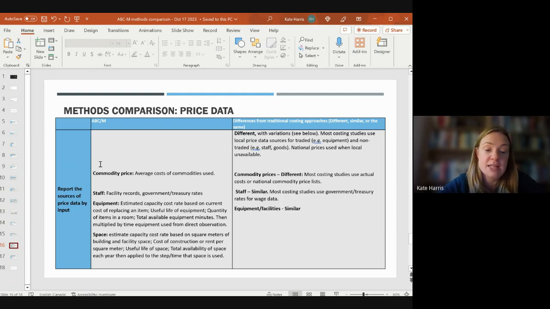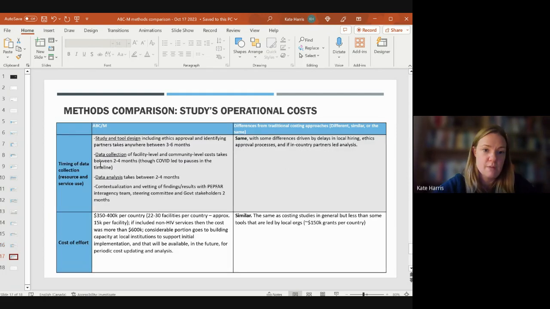On price input data on staff, again, another big cost driver. In activity-based costing, this comes from facility records and some government treasury rates, whereas in a lot of other costing studies, sometimes government treasury wage rates are used and not specific observation, depending on data access issues. So it's something to ask about. On equipment, this is used with capacity cost rates of replacing the item, and on space, it's the cost of construction and useful life of a space. So somewhat similar, and these aren't the biggest cost categories, so it's not as much to worry about.